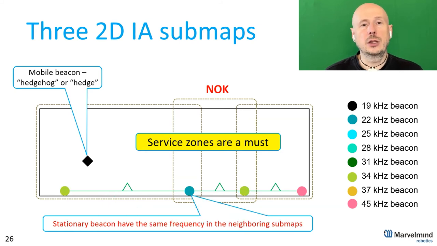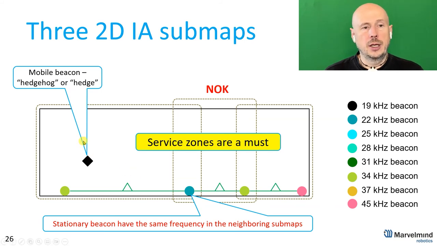This is a more complex one. Because you see, each of the submaps has different frequencies. Okay, 34, 22, not a problem. In this submap, 22, 34, not a problem. Will it work? No, it will not work. Why? Because in the same map, in the same time slot, you have two submaps with the same combination of frequencies. It will not work.